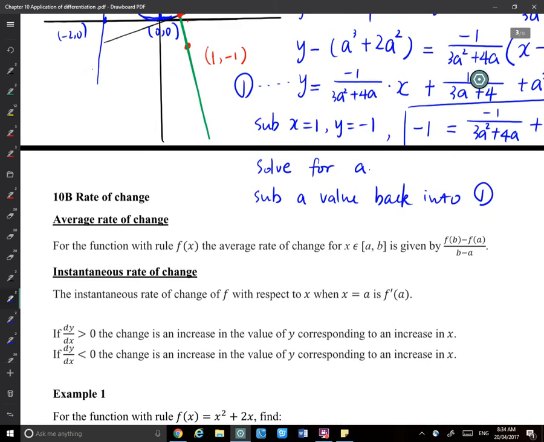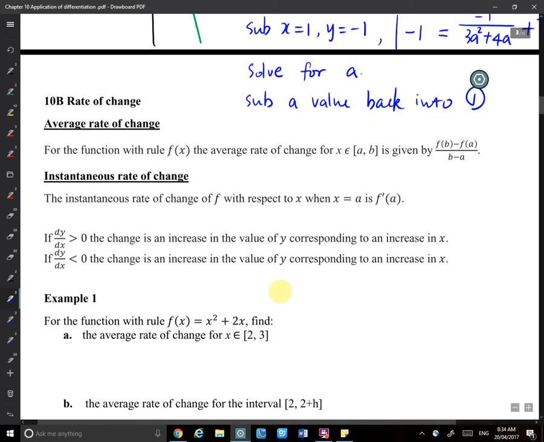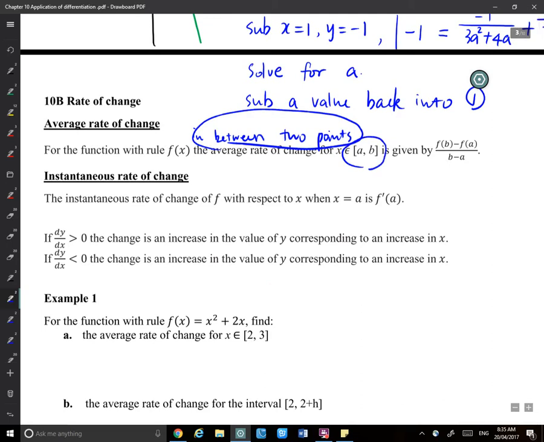Today we do still a revision class, which is the rate of change: the average rate of change and the instantaneous rate of change. So there are two types of rate of change. What is the average rate of change? The average rate of change must be talked about in between 2 points, or you are given a period of time. From this time to this time, there must be 2 endpoints.